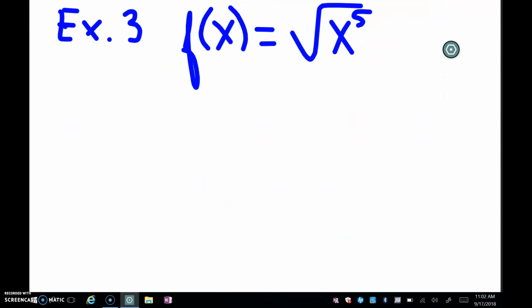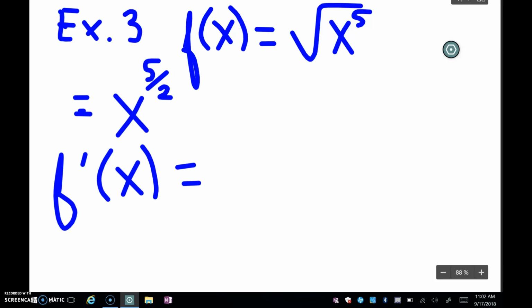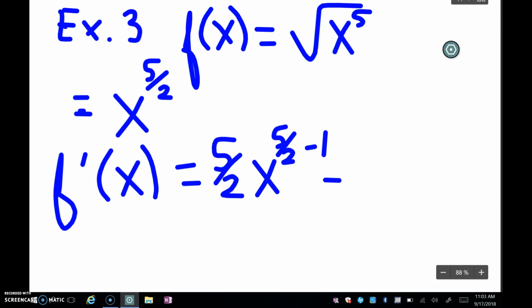In this example, we first need to get it in the proper form. Remember that if you have a root, you can write this as a power by taking the inside power as your numerator and whatever the root is as your denominator. So a square root means my denominator is going to be 2. I have to get it in that power form first. Now, using the power rule, the derivative says bring the power down. So that's 5 halves. Bring down x to the, and take 1 off the power, so 5 halves minus 1. That simplifies to 5x to the, and 5 halves minus 1 is 3 halves.